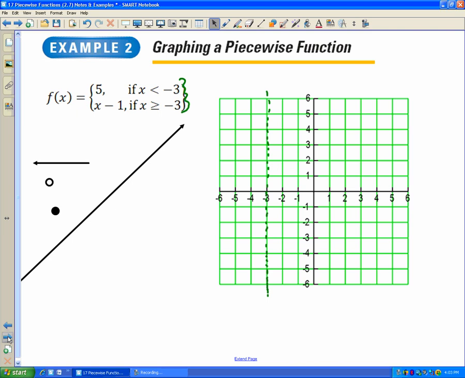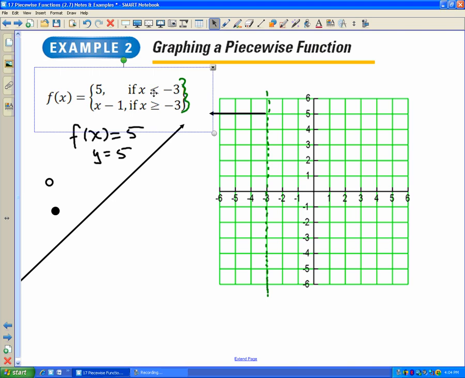My function is going to be f of x is equal to 5, which we've always said is y is equal to 5, when x is less than negative 3. So to the left of negative 3, I want my function to be 5. It's just a horizontal line. At negative 3 itself, I am not at 5. So I need to put an open circle at negative 3.